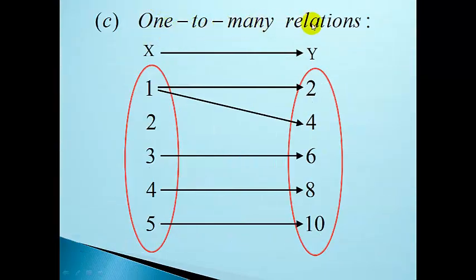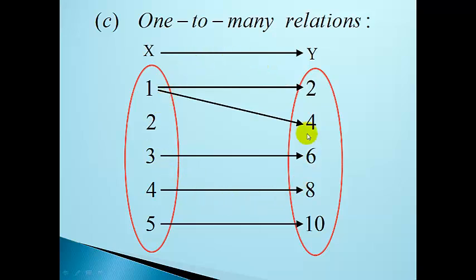Now we also have one-to-many relation. Now when we consider the relation between X and Y, 1 is related to 2, and 1 is also related to 4. That is, the element 1 in X is related to 2 elements in Y. So we have one-to-many. Even though 3 is related to 6 only, 4 is also related to 8 only, and 5 is also related to 10 only. Because one element in X is relating to 2 different elements in Y, we say this is a one-to-many relation.